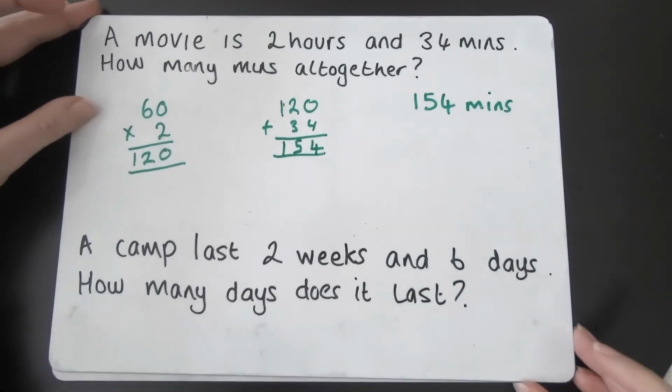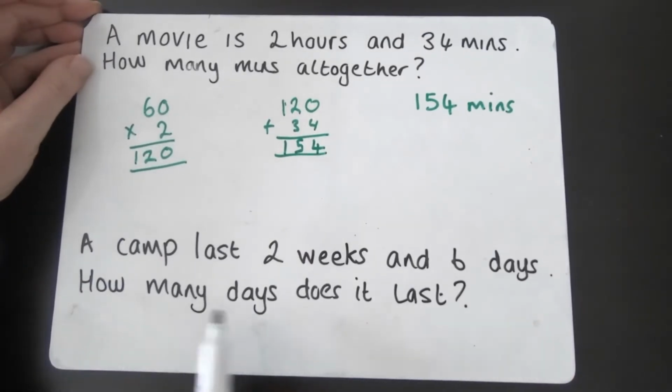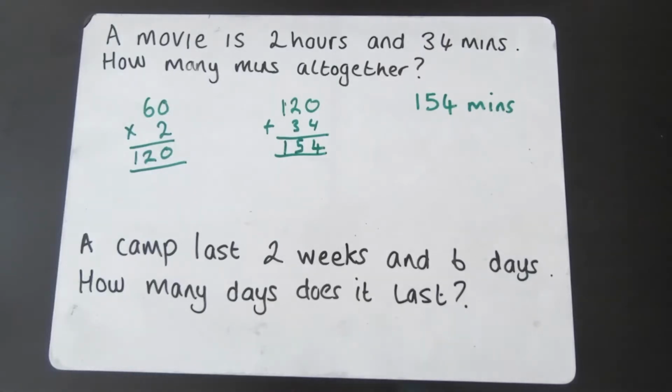A camp lasts 2 weeks and 6 days. How many days does it last? So we've got to convert this 2 weeks into days. We have to convert this and then add on the 6 days after.